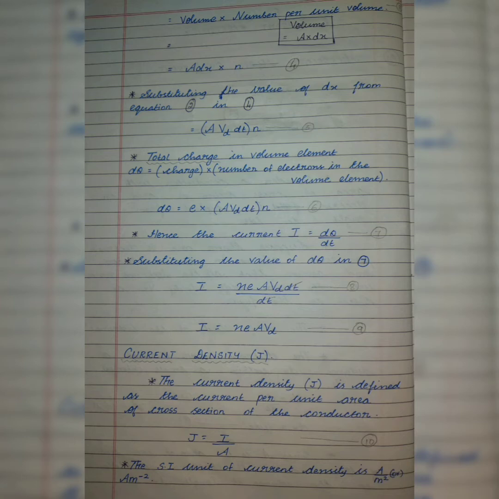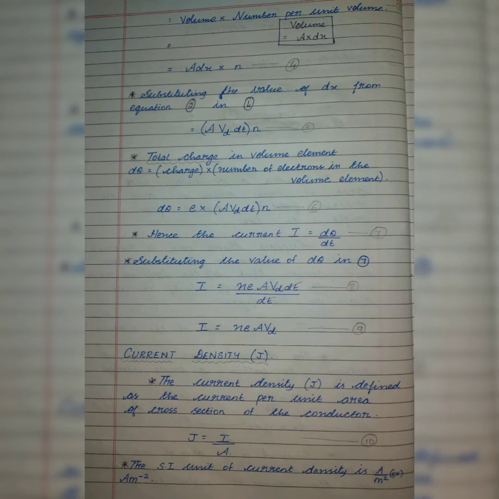Then we have to find the total charge in the volume element. Charge is always represented by the capital letter Q. Now the question is how much charge is there inside that particular volume. So we have to find this, and it is denoted by dq. The formula for dq is charge into number of electrons in the volume element. All these formulas you have to learn.